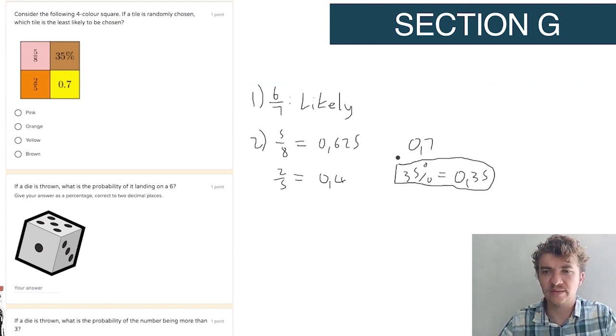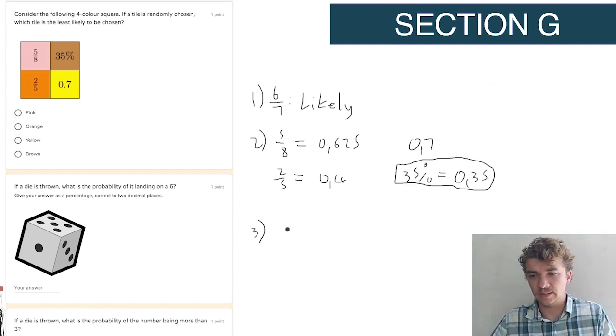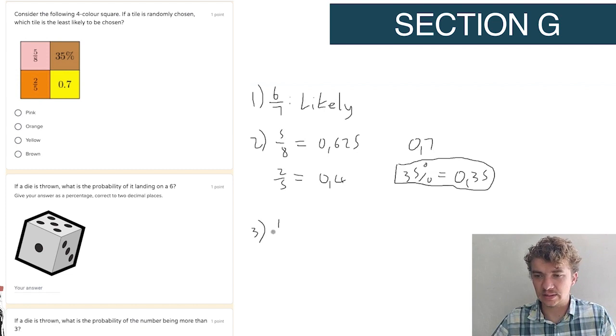Next question. If a die is thrown, what is the probability of it landing on a 6? Give your answer as a percentage. So the probability of a die landing on a 6 is just 1 over 6, because there's only one way a die can land on a 6, and there are 6 options.